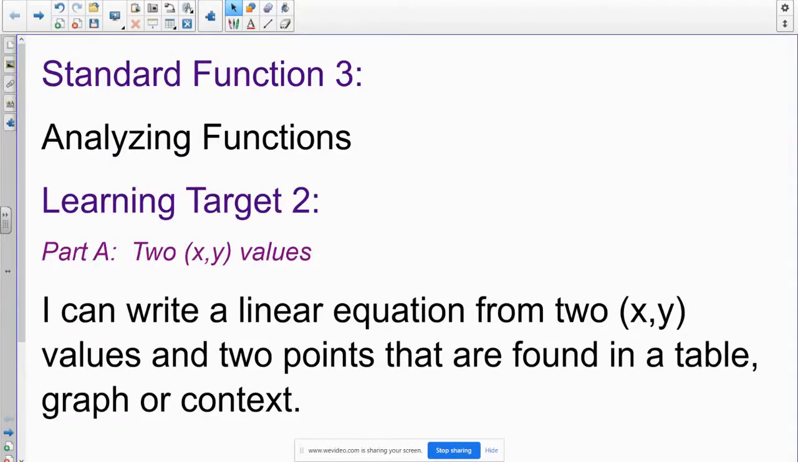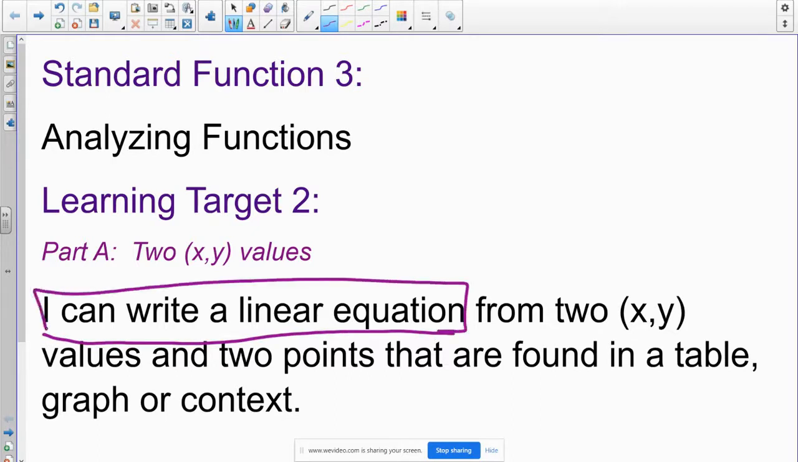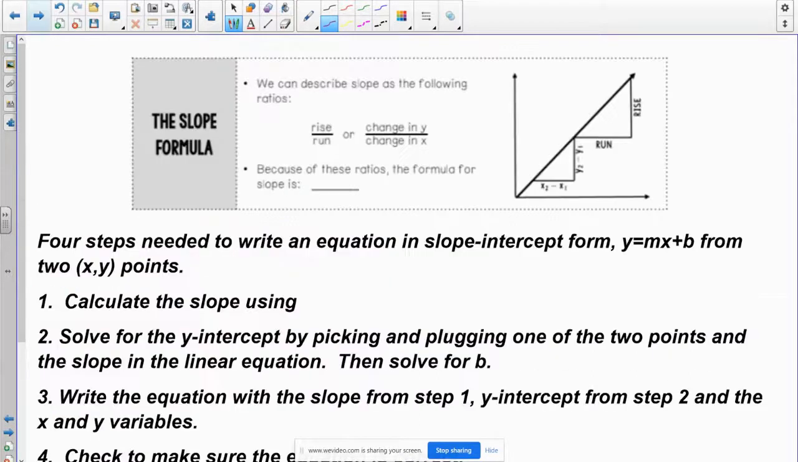Function 3, we're still looking at analyzing functions. We're going to get into learning target 2, which, by the way, is in 4 parts, part A, B, C, and D. So all of them, your goal is to write linear equations. So we'll talk about that. And this first one, we're going to do it just from 2 xy values. And then the other parts, we'll do it from a table, a graph, or a context.